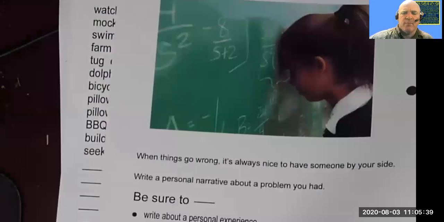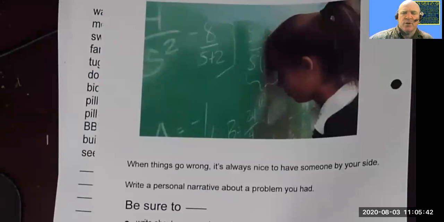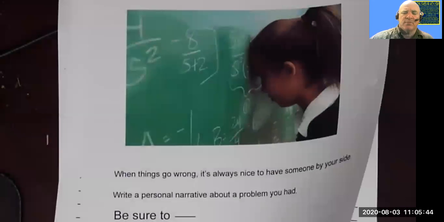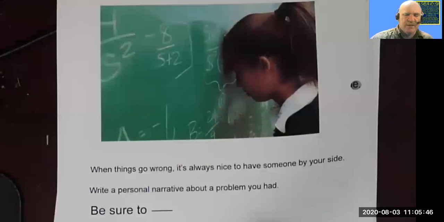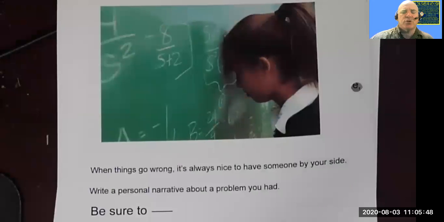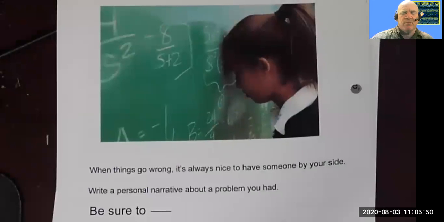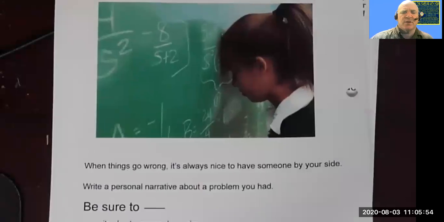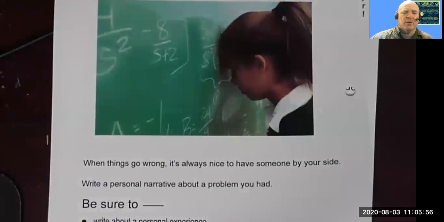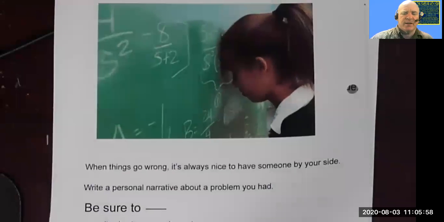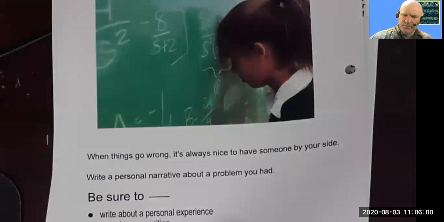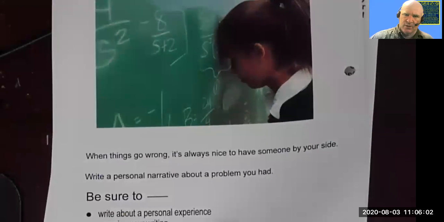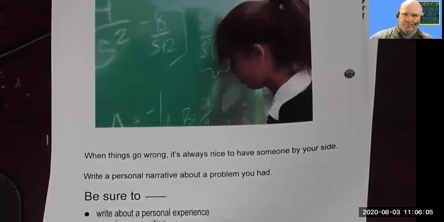Write about a problem that you had. Problem could be subject related. It could be an emotional problem. It could be a physical problem. It could be a family problem. Problems are negative. So there's a conflict, and it doesn't say that you solved the problem.